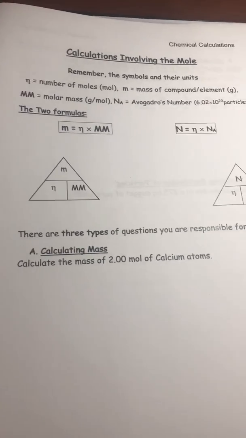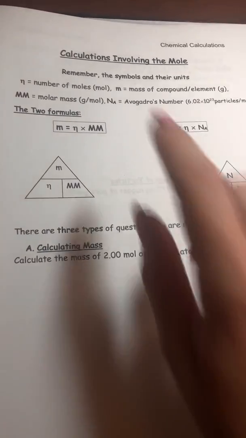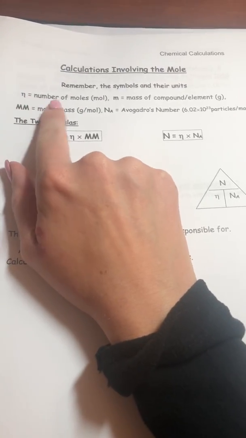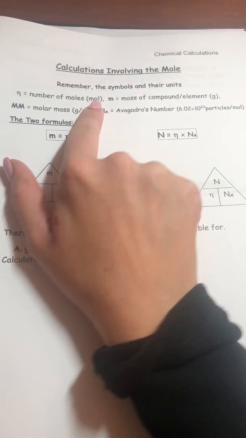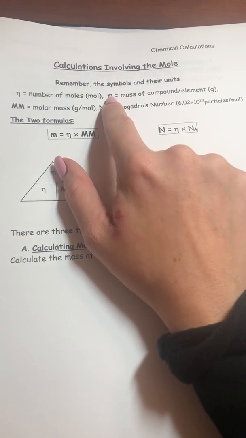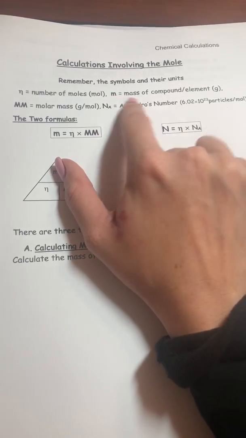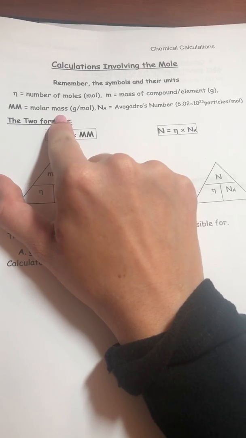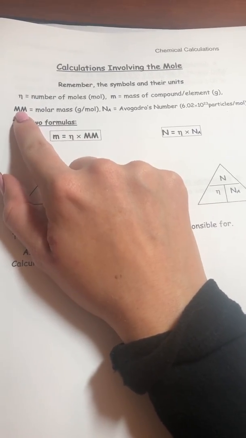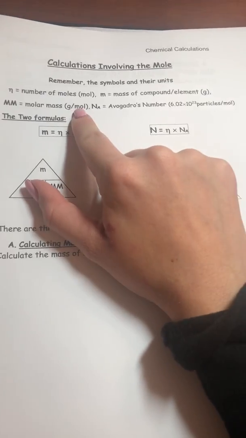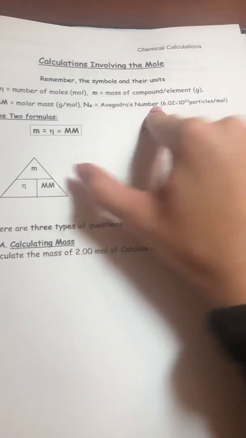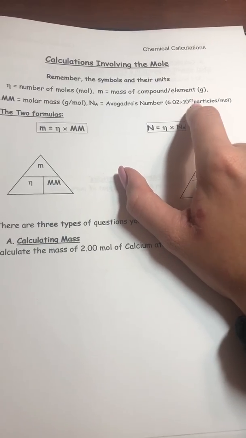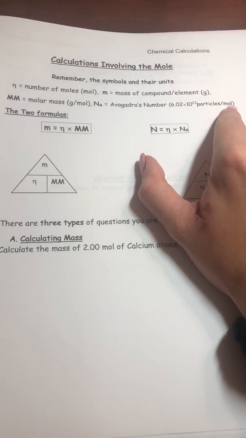Okay, now we're going to start doing calculations involved with the mole. Remember the symbols and their units: little n is the number of moles, and the unit is mol. Mass, the symbol is a little m and the unit is grams. Molar mass has the symbol MM and the unit is grams per mole. And then we have Avogadro's number, which is always 6.022 times 10 to the 23 particles per 1 mole.